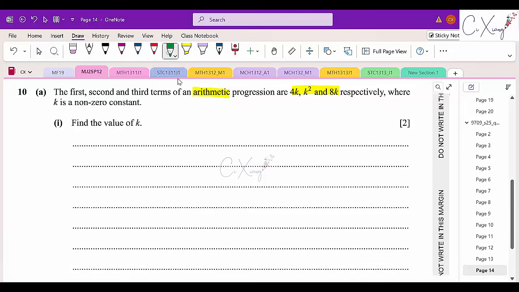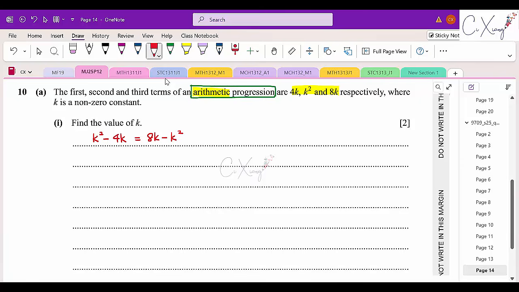Alright, so I want to use the property, some simple rules about arithmetic progression. Arithmetic progression means that you are adding a common difference to every term, right? To get the later term. So that means if I want to get the common difference, I need to take the second term minus the first term. So I'm having k squared minus 4k, and it should equal the third term minus the second term. Okay, so this is the formula for common difference: second minus first, or third minus second. And the common difference should be the same throughout the arithmetic progression.